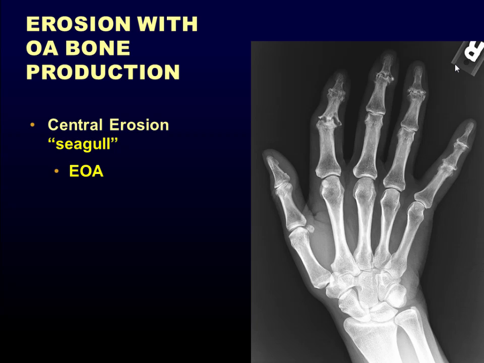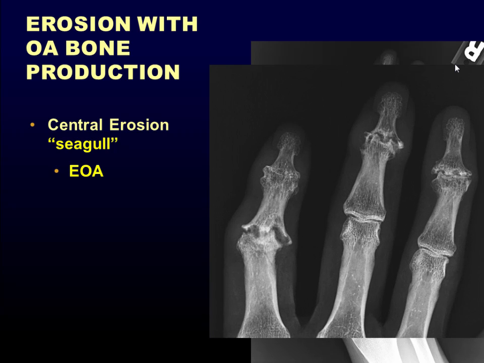Here we have joint space narrowing at the interphalangeal joints, a little bit asymmetric. It's got some angulation of the joints. We even have an ankylosed joint from productive bone changes across. We have these central erosions in the distal interphalangeal joint of the third finger, here at the proximal interphalangeal joint, a little bit here in the distal interphalangeal joint. And if you look at the contour, it takes on the appearance of how children draw seagulls. So it's referred to as a seagull type of erosion, very classic for erosive osteoarthritis.